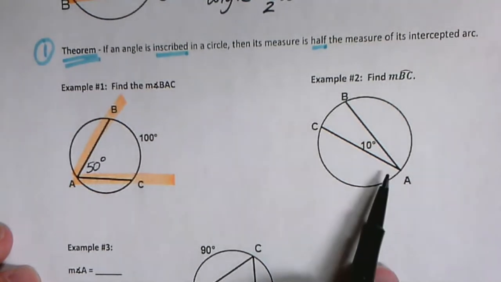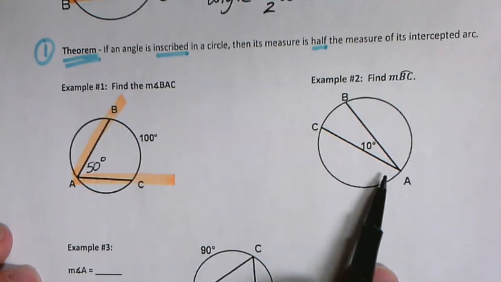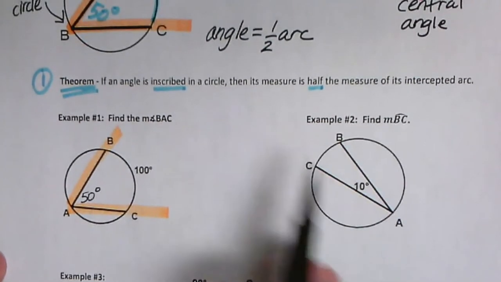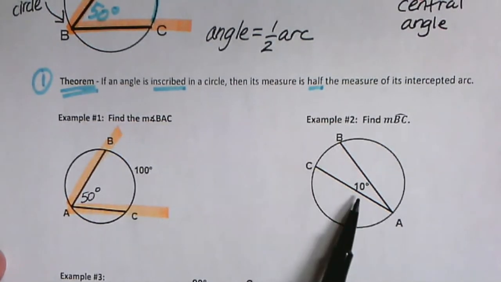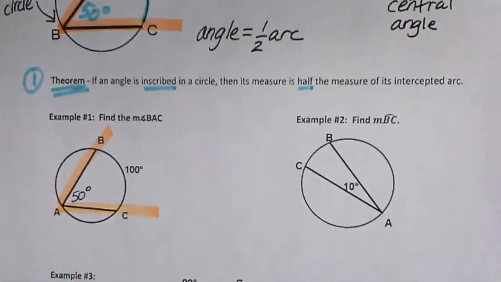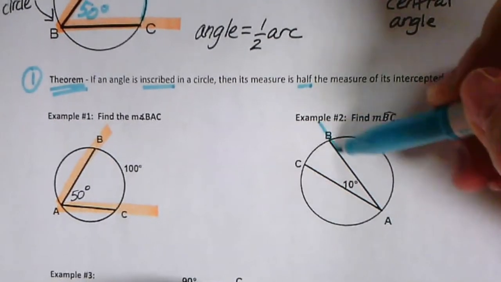Now over here, we're given the inscribed angle's measure, and we need to find the arc measure. And remember, the angle is half the arc, so that makes the arc the bigger one. The angle's the smaller one. So if this is half of this arc, and let's go ahead and trace over those to make it clear. Here's the angle.